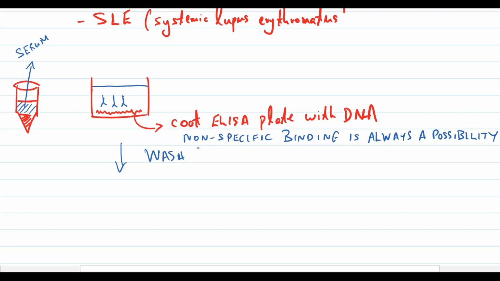When you're washing, the antibodies will still be there. It's a strong interaction. It's not covalent, but it's strong enough. Okay. So you do this thing. How would you detect that the antibody is on the DNA? Take a wild guess.